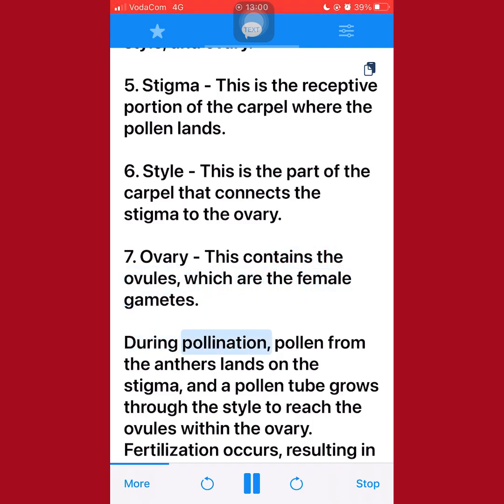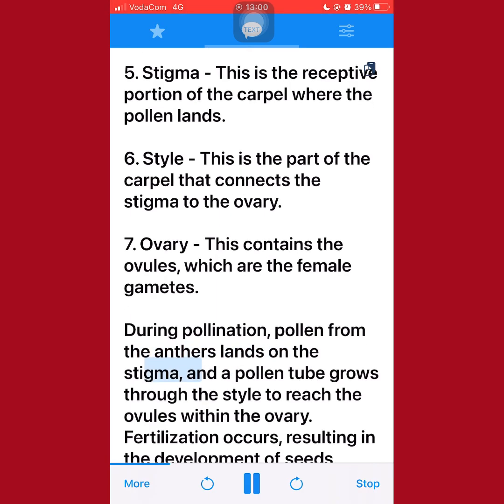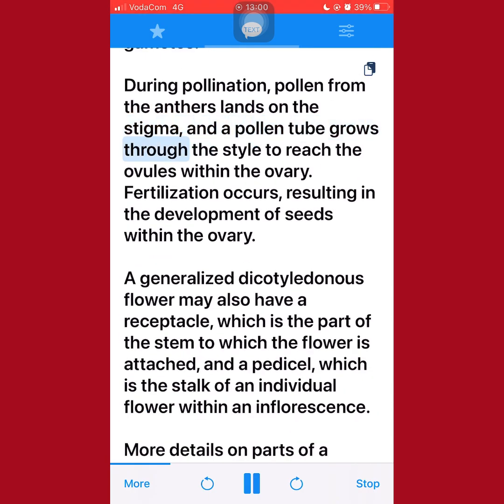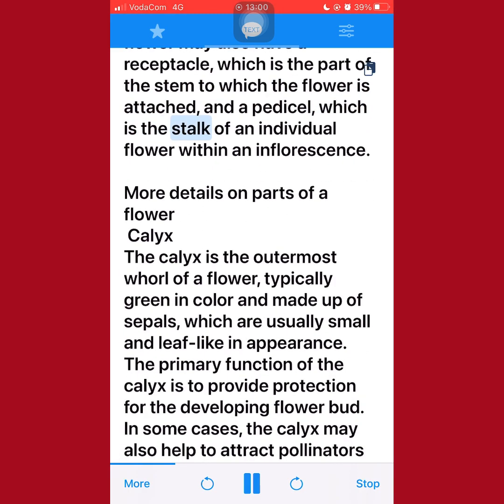During pollination, pollen from the anthers lands on the stigma, and a pollen tube grows through the style to reach the ovules within the ovary. Fertilization occurs, resulting in the development of seeds within the ovary. A generalized dicotyledonous flower may also have a receptacle, which is the part of the stem to which the flower is attached, and a pedicel, which is the stalk of an individual flower within an inflorescence.